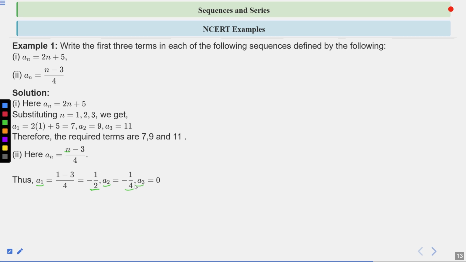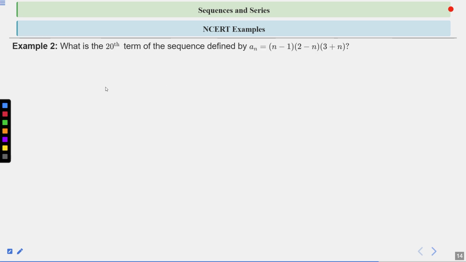Now for a3, the third term, simply put 3 here. So (3 minus 3) by 4 is simply 0 because the numerator becomes 0. So we are getting the third term as 0. Simple. Hence, the first three terms are minus half, minus 1 by 4 and 0. Clear? Moving to next.